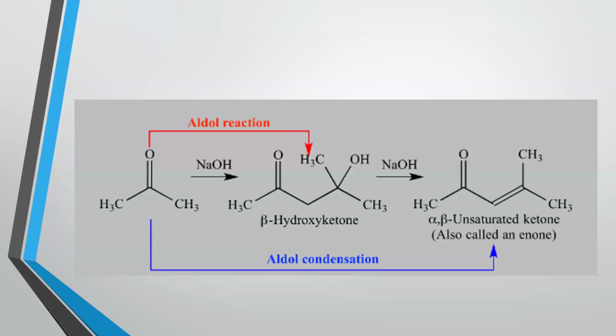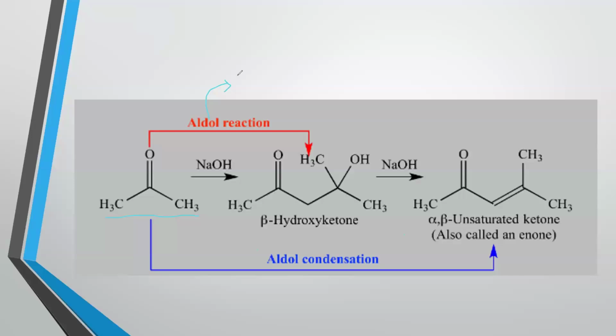Robinson annulation is a combination of which two naming reactions? Michael addition and aldol condensation. Yes, very good. So we'll discuss aldol condensation here. What happens in the case of aldol condensation? First, it is important to know the criteria for a compound to undergo aldol condensation. First of all, it will be shown by carbonyl compounds, mainly aldehydes and ketones.